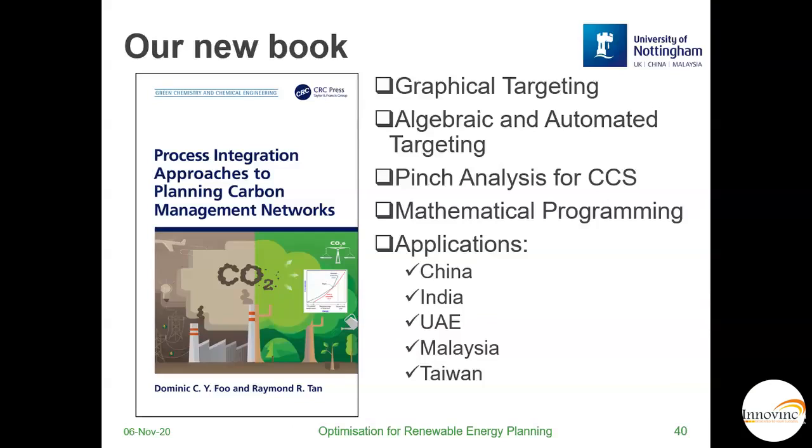All right. In view of time, if you are keen to learn more about process integration, welcome to get this new book that I've published together with Raymond. This is on the process integration approach. Unfortunately, we didn't have time to include pGraph, but we foresee that we'll include it in the future in a new edition. And the book also contains some applications of process integration in China, India, UAE, Malaysia, and Taiwan. It's not a very thick book. It's a handy collection if you are keen to apply the process integration technique to renewable energy planning.